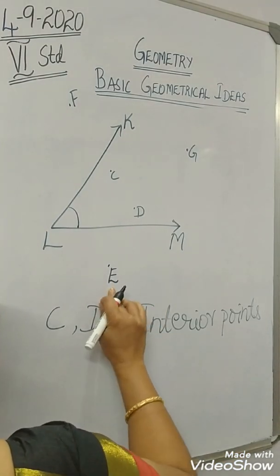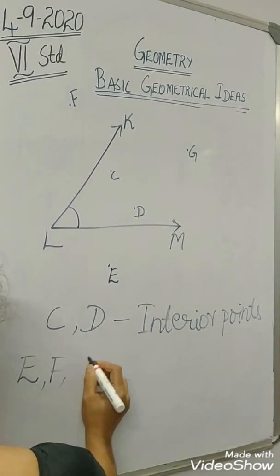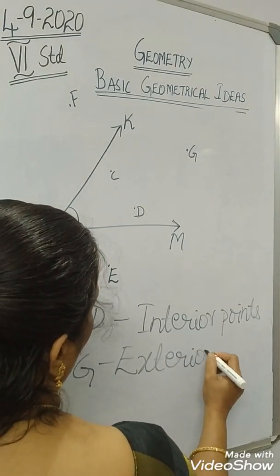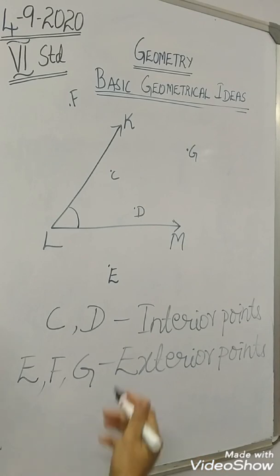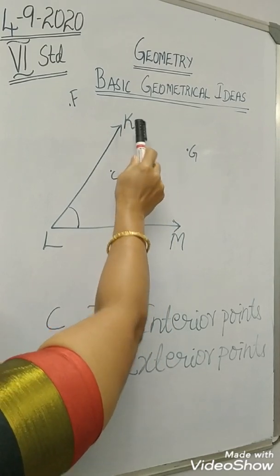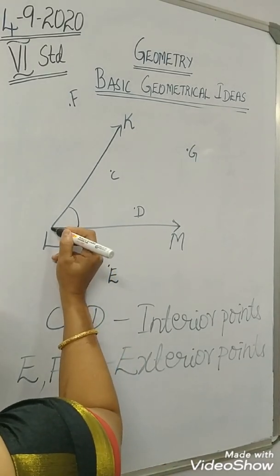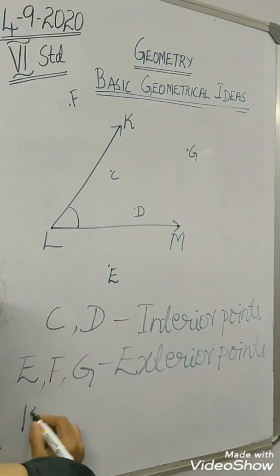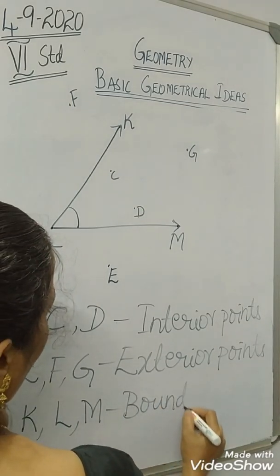Now these points you see E, G, F. Can you tell what are they? E, F, G. All these are outside the angle, so they are called exterior points. Now, which are the points which are on the boundary? Can you tell? Yes, it is K, L and M. See, this is a vertex L, this is M and this is K. So the points K, L and M are the boundary points.